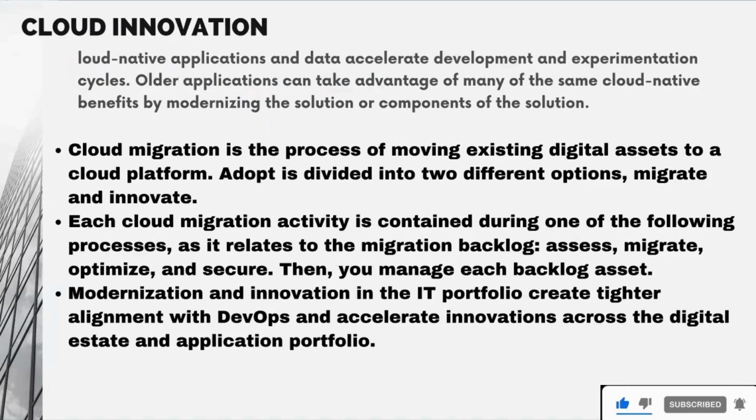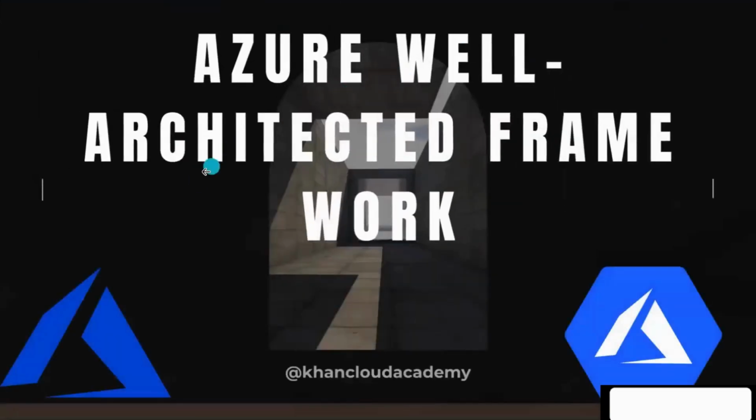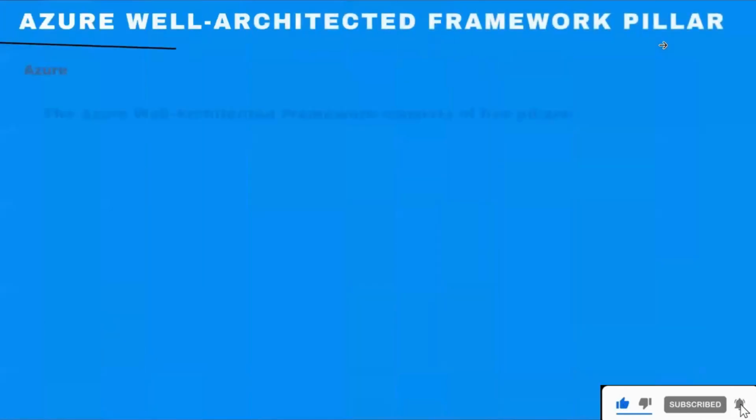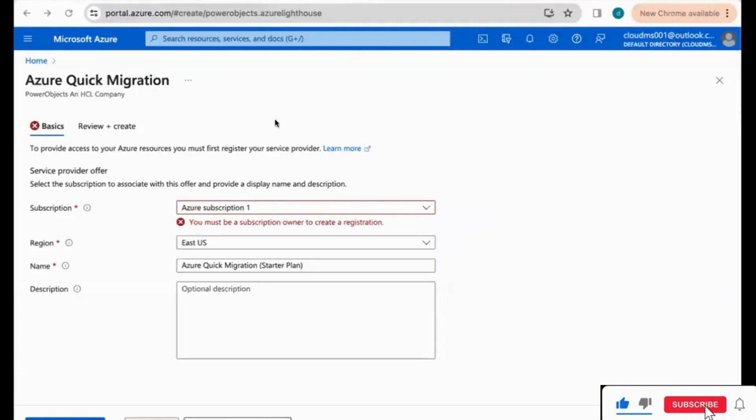Then you manage each backlog asset. Modernization and innovation in the IT portfolio create a tighter alignment with DevOps and accelerate innovation across the digital estate and application portfolio. All right. So this is what it's all about, and let's talk a little bit about the web architecture framework. Okay, so this is the next topic we will talk about, right?